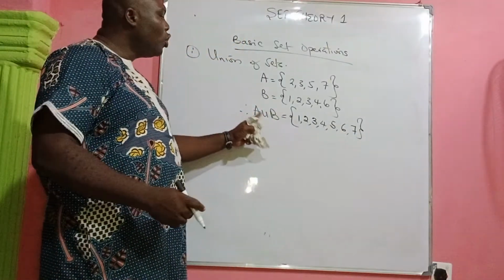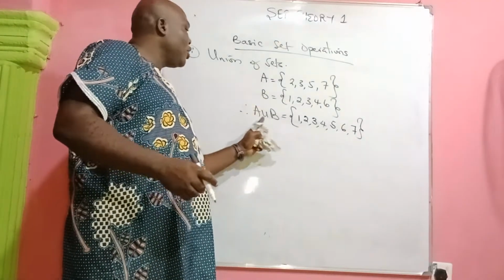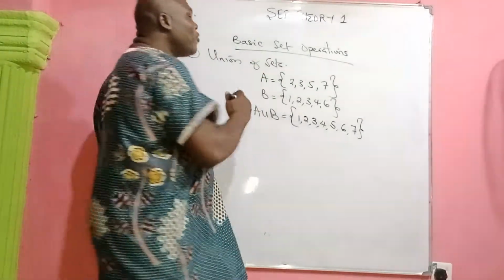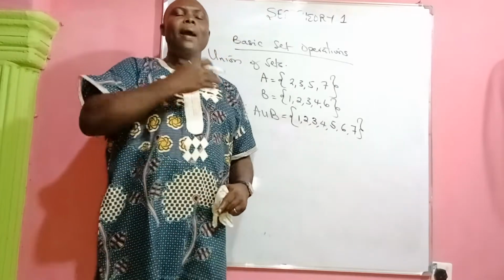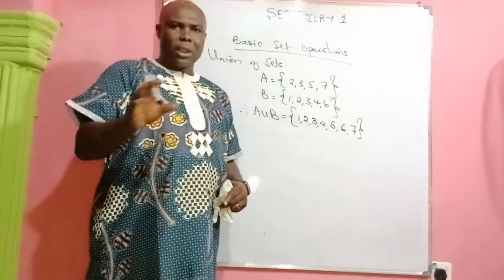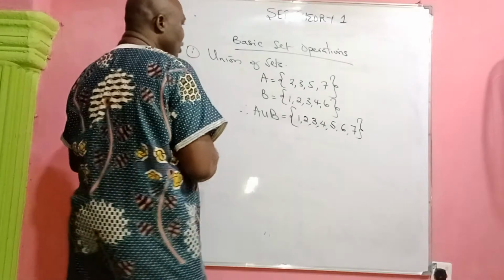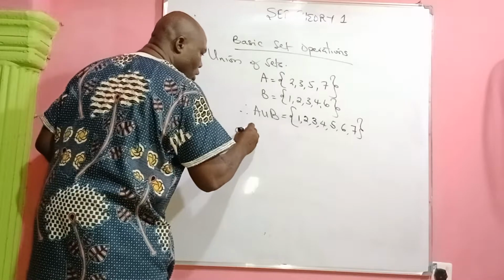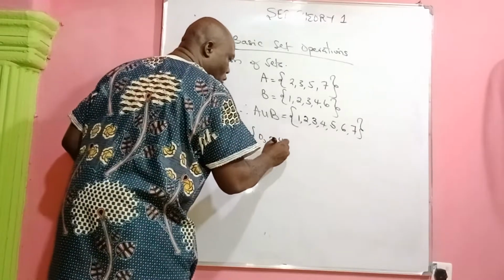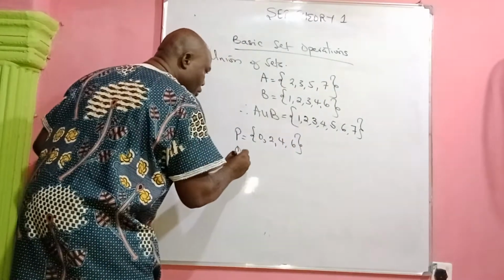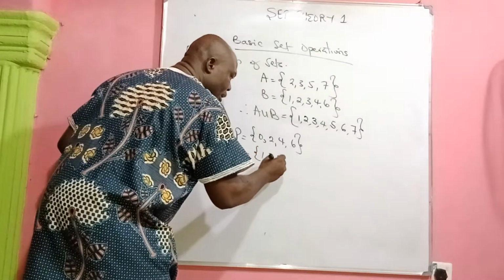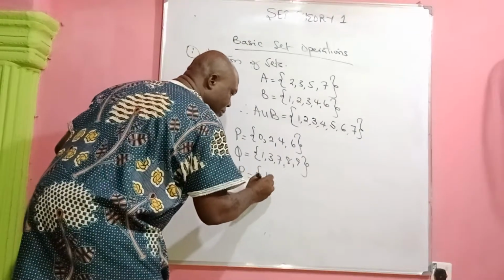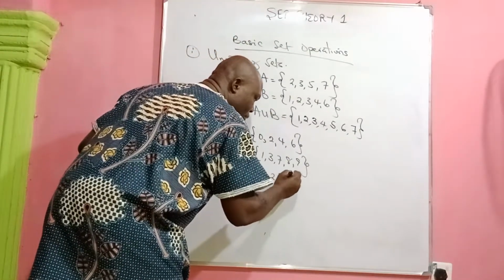It means the union of the two sets A and B is the set A union B that contains all the elements found in both sets A and B, arranged in an order of increasing magnitude, but where repetition is not allowed. That's what union is all about. Now, let's take another example. Assuming you have P to be the set of elements 0, 2, 4, 6. You have Q, the set of elements 1, 3, 7, 8, 9. And then R to be the set of elements 1, 2, 3, 6.